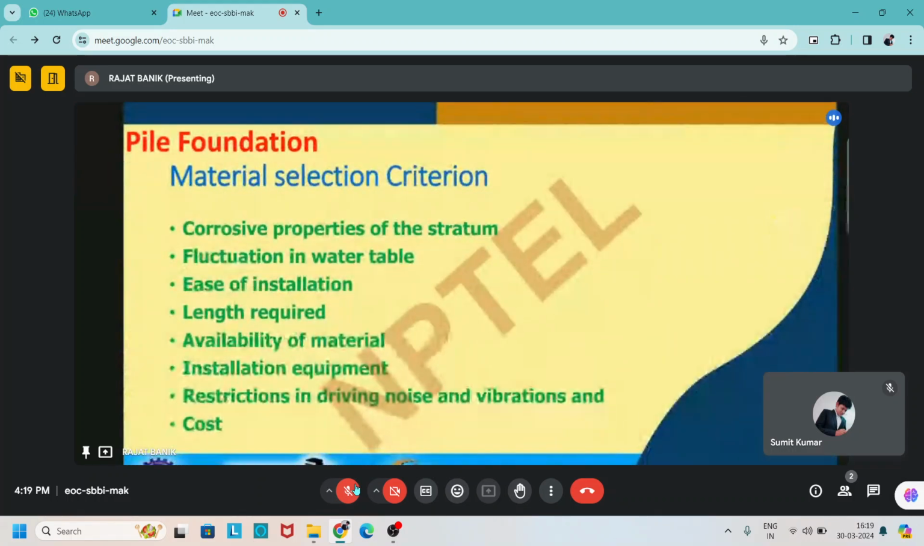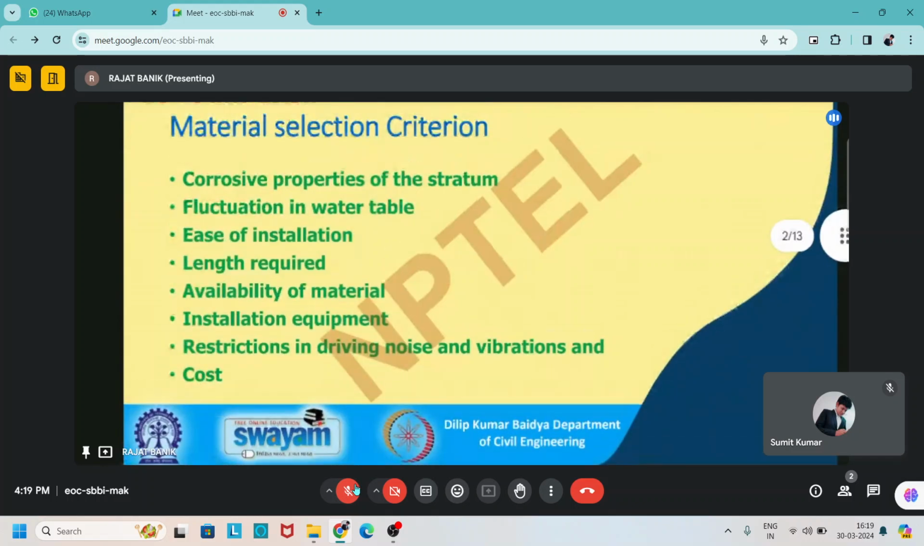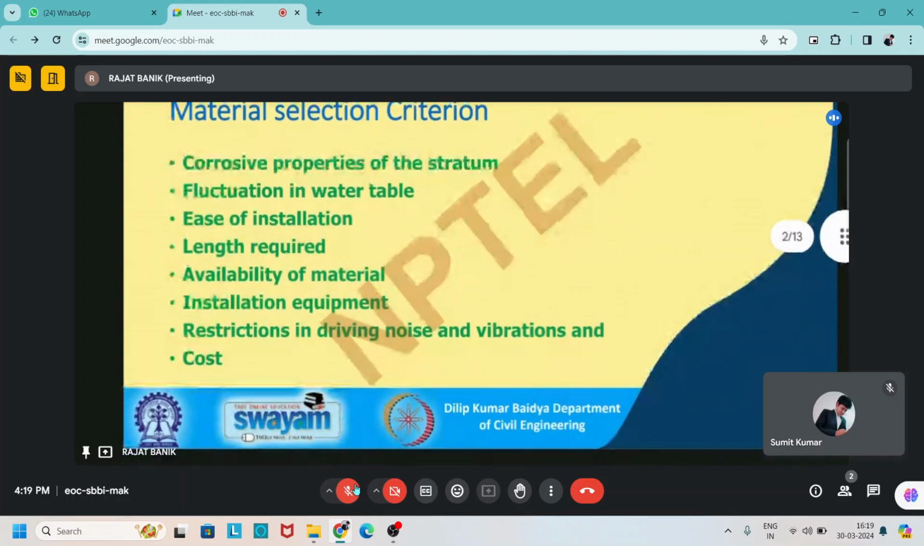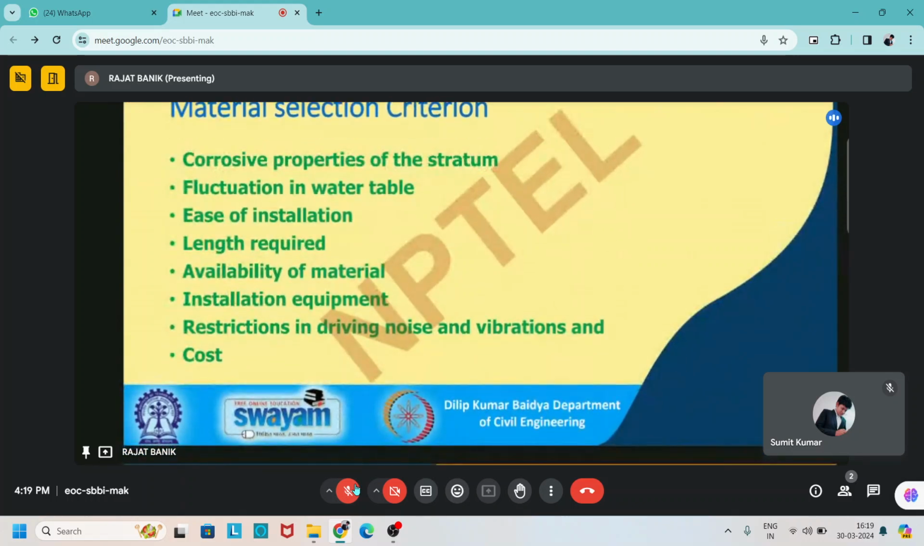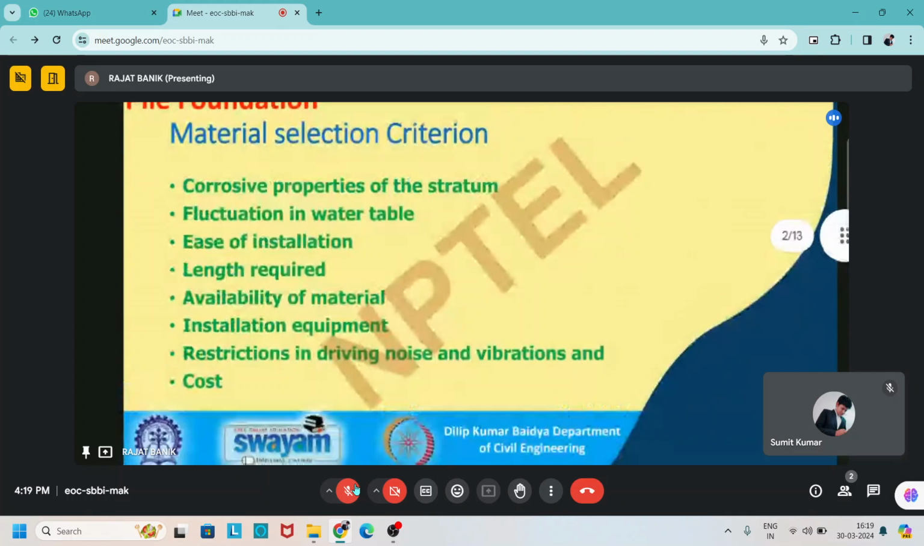Now we use material selection criteria to choose the material of the pile foundation. To choose the material, we need to check the corrosive property of the stratum. Also check the fluctuation in the water table. Then ease of installation, length of the pile foundation, availability of material, installation equipment, restriction on driving noise and vibration, and cost. We need to check these while choosing the material for pile foundation.